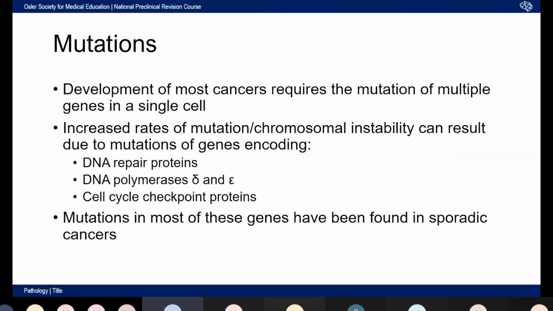Then moving on to the genetic basis of malignancy. So cancer results from mutations in DNA. So the development of most cancers requires a mutation of multiple genes in a single cell. And if you remember from the hallmarks of cancer we were talking about in the last section, for cancer to develop, multiple mutations occur in a stepwise fashion to confer the characteristics needed for the cancer cell to survive and proliferate. Increased rates of mutation or chromosomal instability can result due to mutations of genes encoding DNA repair proteins, DNA polymerases delta and epsilon in the proofreading domains, and also cell cycle checkpoint proteins. And mutations in these genes have been found in most sporadic cancers.